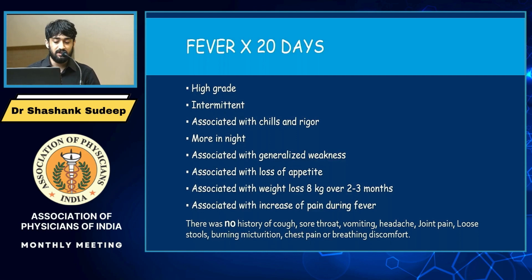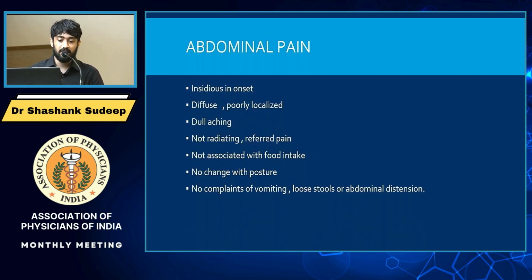There was no history of any cough, sore throat, vomiting, headache, joint pain, loose stools, or other localizing symptoms. The abdominal pain was also insidious in onset, diffuse, poorly localized, dull, aching, not radiating, with no referred pain, not associated with food intake, no changes with posture, and no complaints of vomiting, loose stools, or any abdominal distension.